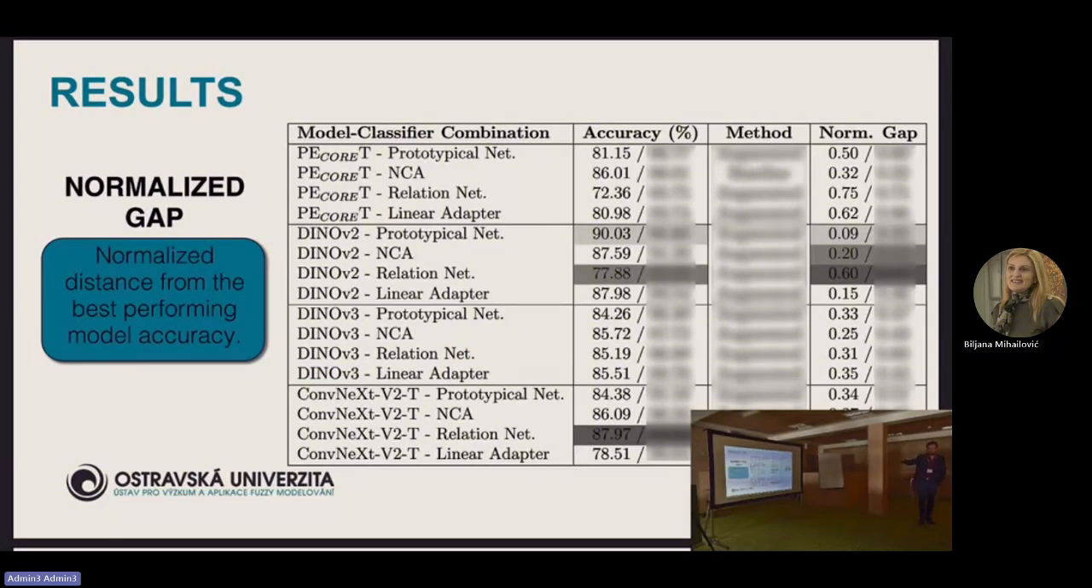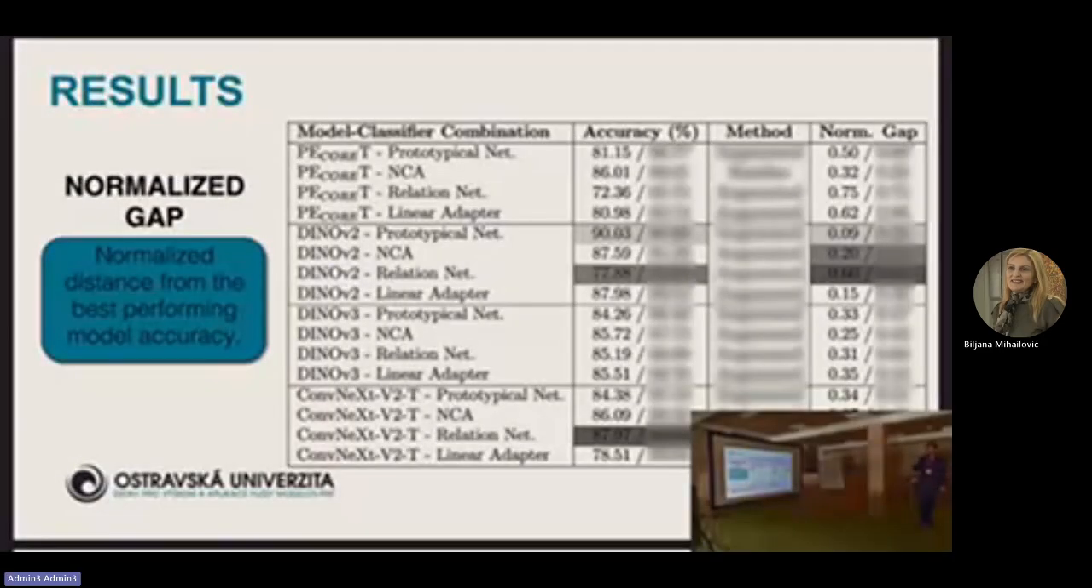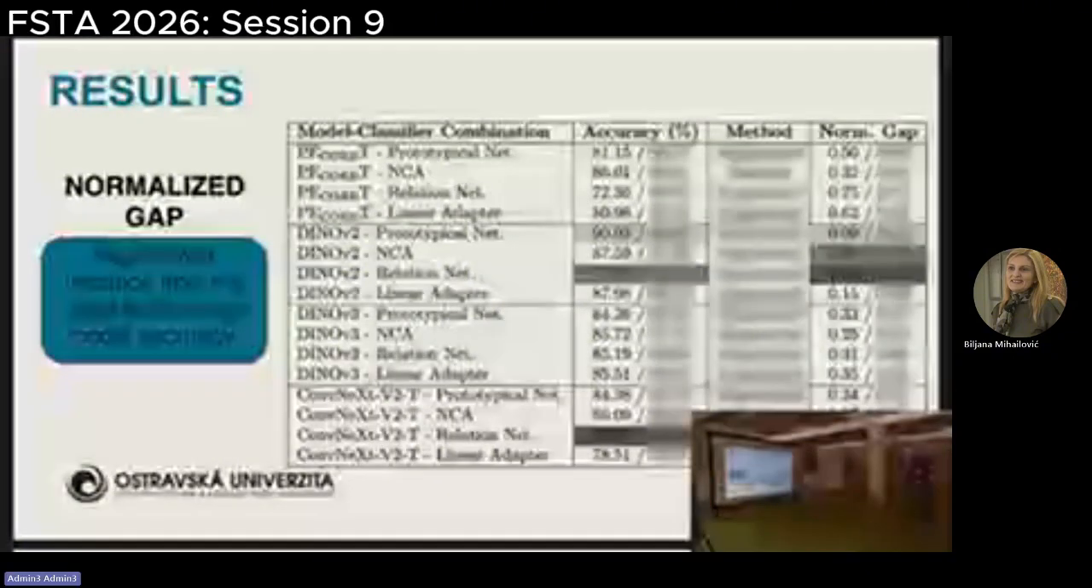So if there were a combination that is absolutely the best in every single scenario in all 3 data sets, the normalized gap would be 0 for that combination. So you can see that in this case, it's Dino with prototypical networks, this one. However, this was done only on the basic data set, on the 40 images that we selected for the training.